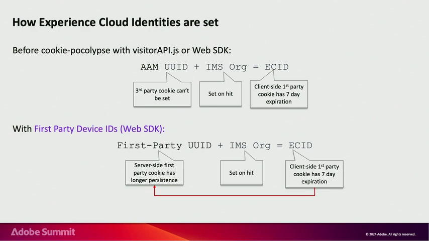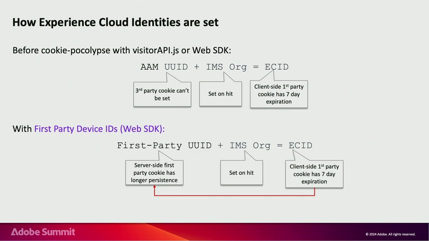But if the user comes back to the website after 7 days and that cookie is gone, your first-party UUID in that server-side cookie is still there. We send that with IMS org ID again, and we get the same ECID again. That allows you to build persistent profiles on people who are coming to your website that aren't necessarily logged in.